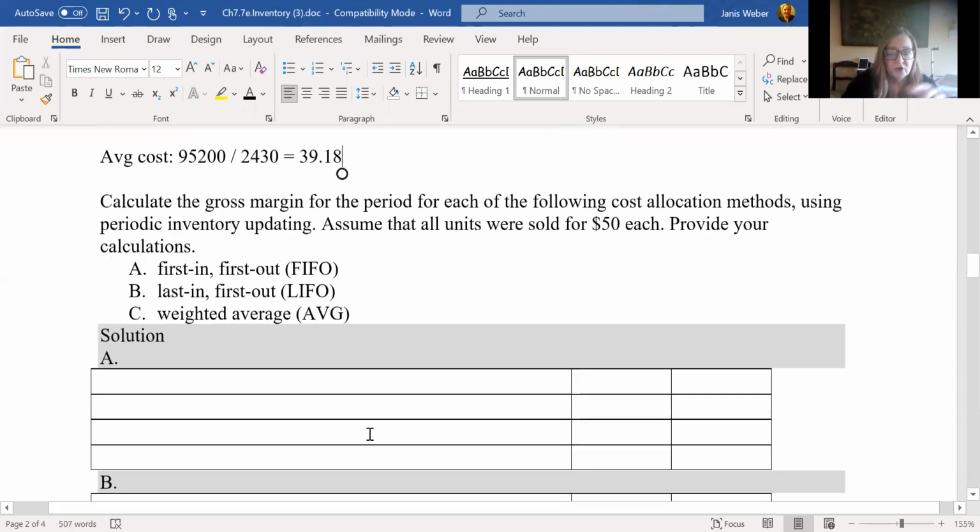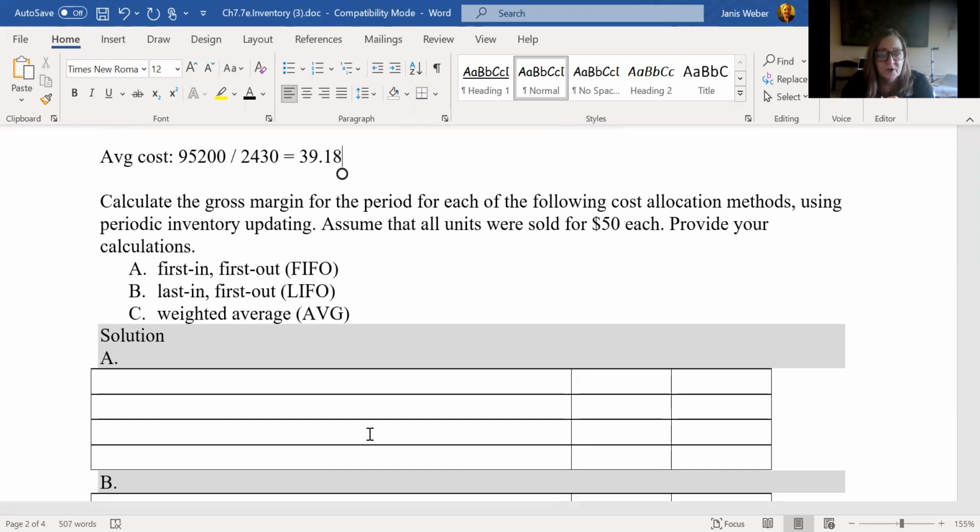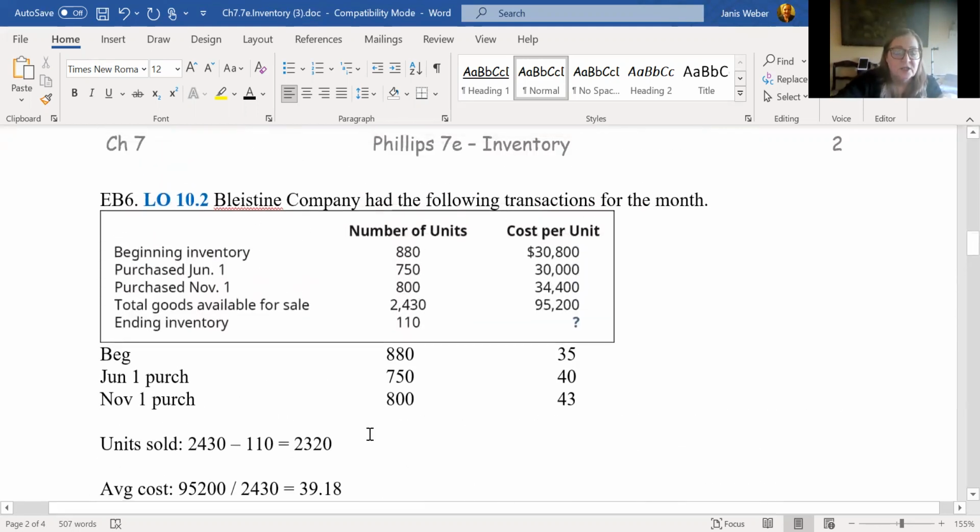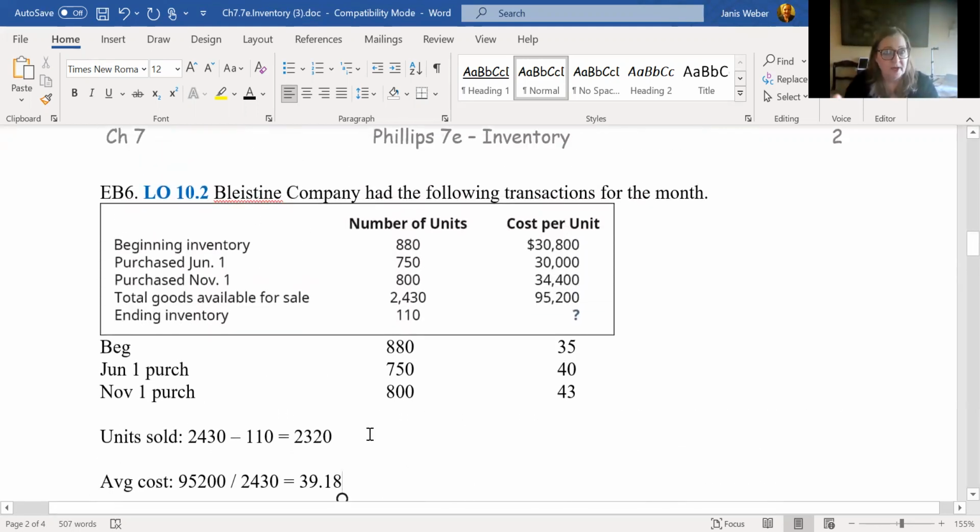We're going to calculate the gross margin for the period for each of the following cost allocation methods: gross margin, gross profit, interchangeable, using the periodic inventory updating. So basically, we're just going to count it at the end of the period rather than looking at it on a perpetual basis of, well, we sold this one, what date did we sell it? We don't have all that because this is just a periodic calculation of the inventory. We'll do some perpetual calculations of inventory under these methods in a minute, but this is just our starting place.